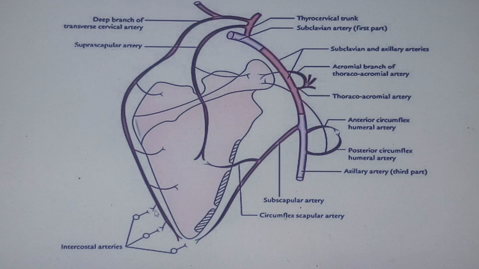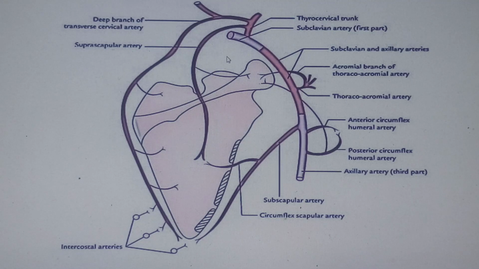My friends, some of these branches from the deep part of the transverse cervical artery or the dorsal scapular artery don't only get to the scapula, but some of them also form anastomotic connections with what we call the posterior intercostal arteries around there. And these posterior intercostal arteries are mainly coming from the descending thoracic aorta. Please get to know that. Okay, so that is an important bit of information over there.